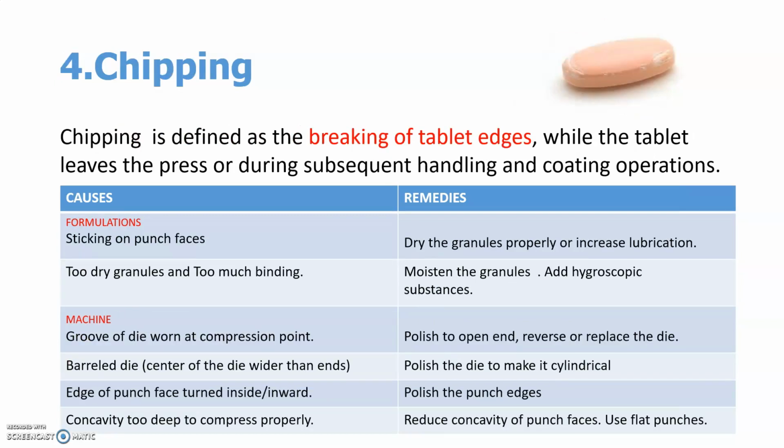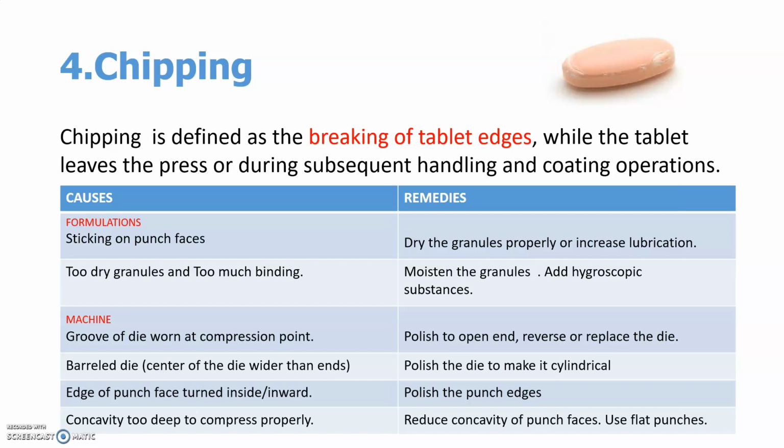So fourth one is chipping. Chipping is defined as breaking of tablet edges. There is no cracks. Understood? There is no capping, there is no lamination, there is no cracking, but chipping at the edges. So edges is very important. Chipping is defined as breaking of tablet edges, while tablet leaves the press or during subsequent handling and coating operations.